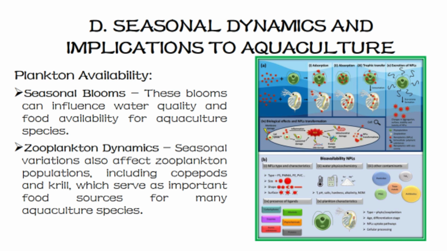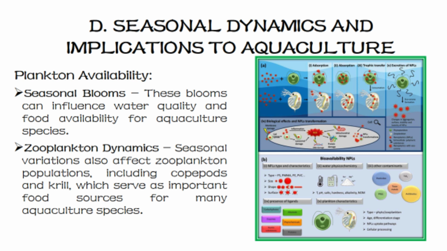Plankton availability. Seasonal blooms. These blooms can influence water quality and food availability for aquaculture species. And the available planktons in the seasonal blooms include the diatoms and the dinoflagellates. They can occur seasonally, driven by factors such as changes in water temperature, nutrient availability, and light intensity. And these blooms can influence water quality and food availability for aquaculture species.